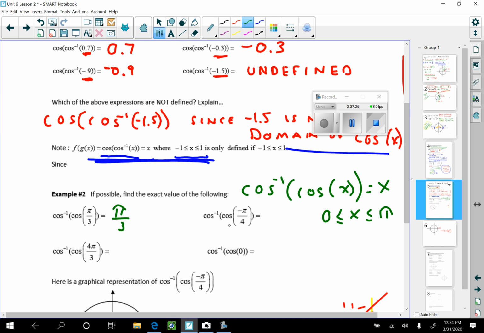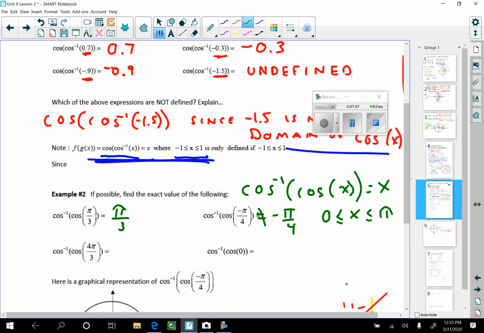Now I'm doing inverse cosine of cosine of negative pi over 4. Let's see. Ooh. I'm going to put a question mark on that. The first thing I know, and I'm going to make the statement right here, is that this does not equal negative pi over 4. And so let's not make the mistake that that does equal negative pi over 4. It can't, because negative pi over 4 isn't between 0 and pi.